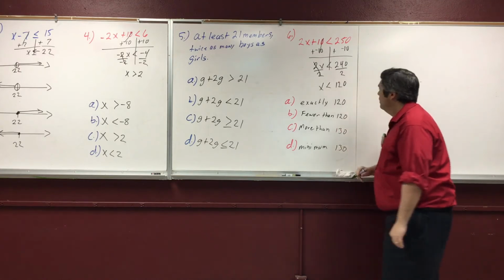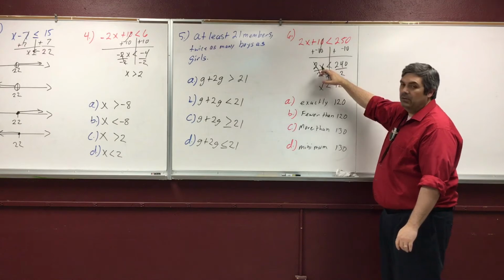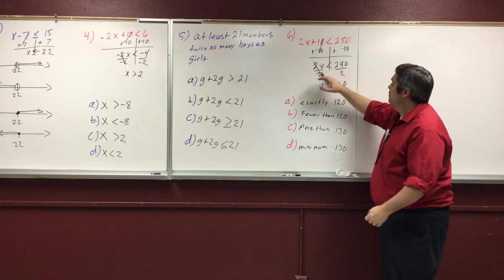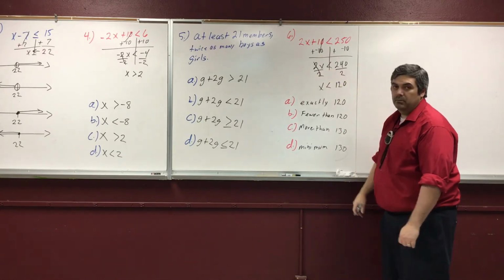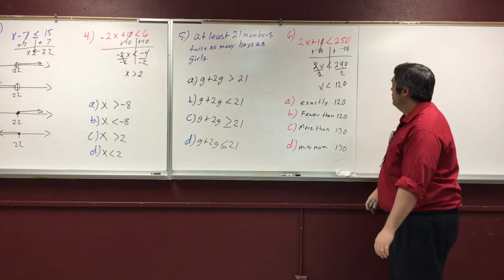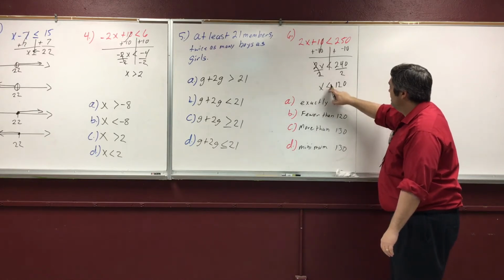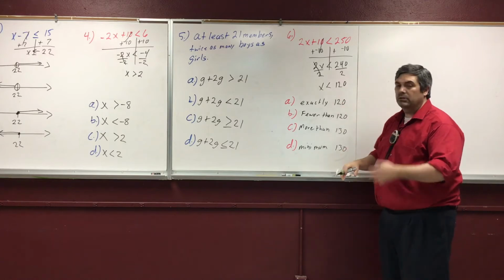120. All right. I did not flip the inequality because I did not multiply or divide by a negative number. It was a positive, so I left the inequality alone. So now I have x less than 120. Well, let's go through this and see which one we are.